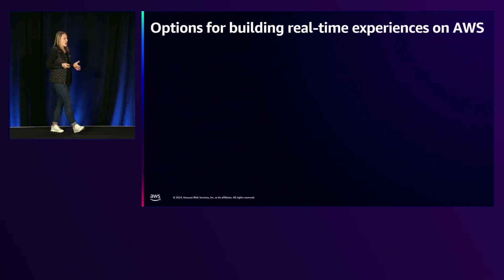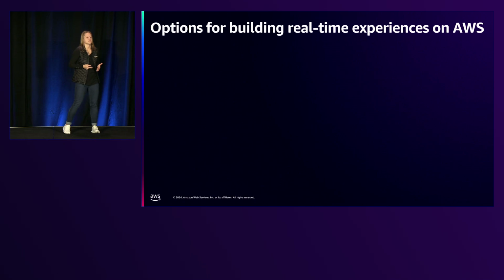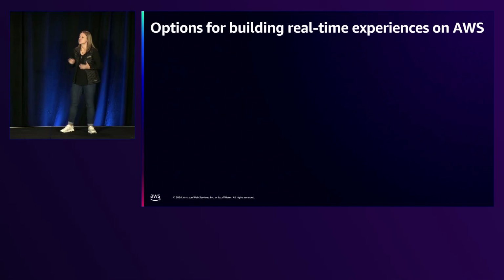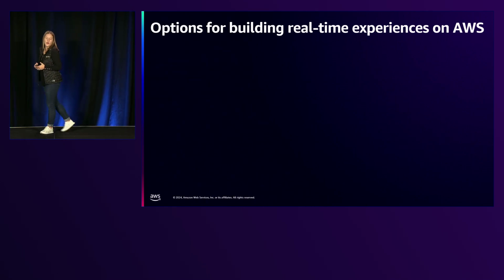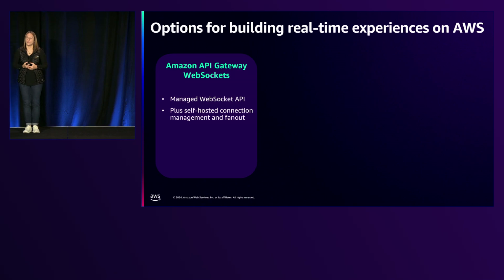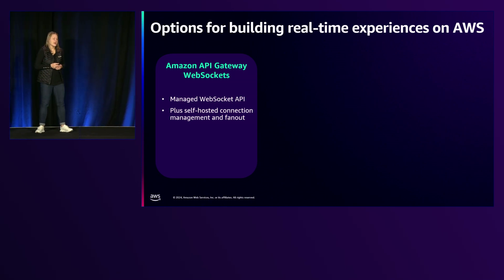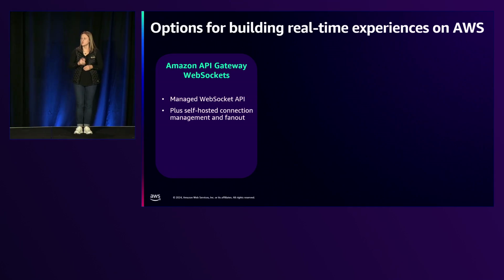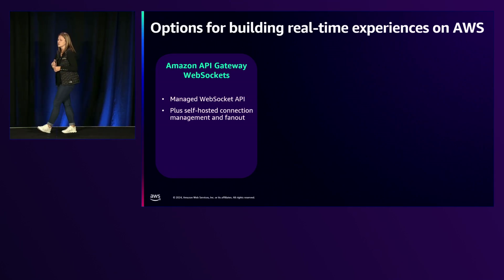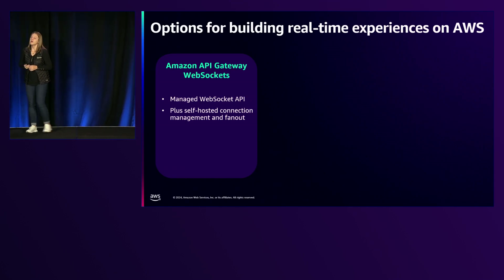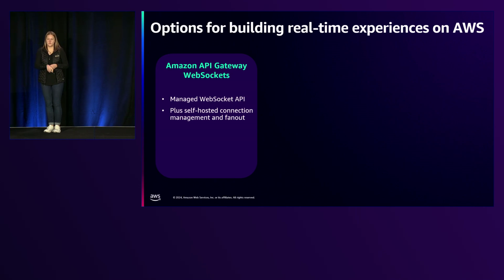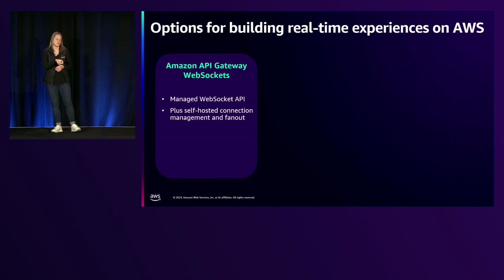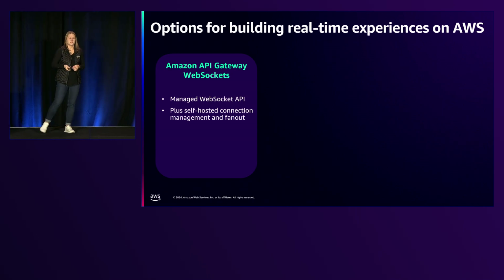So we do have some options for building real-time experiences on AWS today, and a lot of our customers leverage these patterns. The first of those is Amazon API Gateway WebSockets. If you're not familiar, API Gateway WebSockets are fully managed WebSocket APIs that enable two-way WebSocket communication between clients and subscribers. The connection management and message fan-out piece of this solution is a bit do-it-yourself, right?